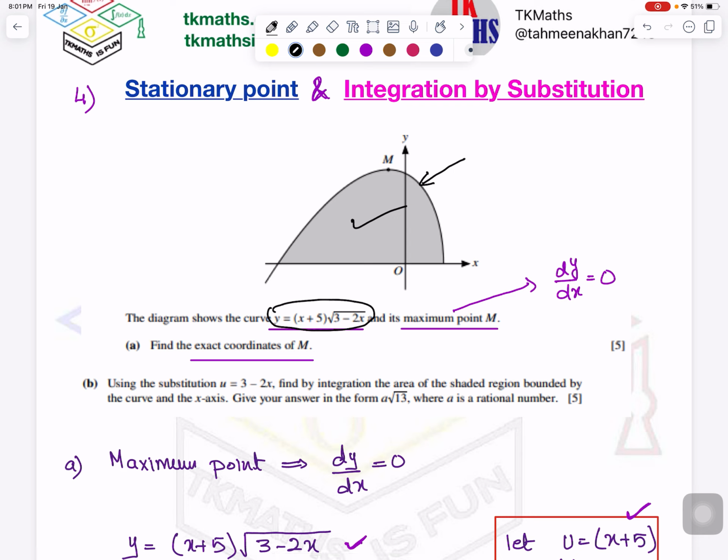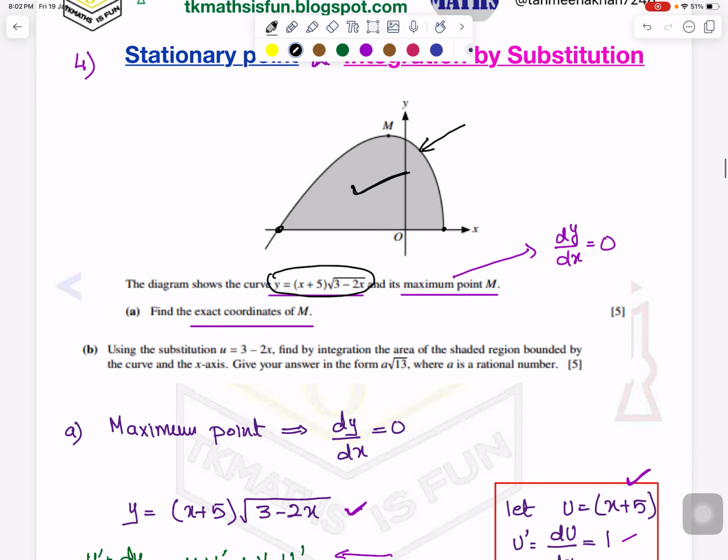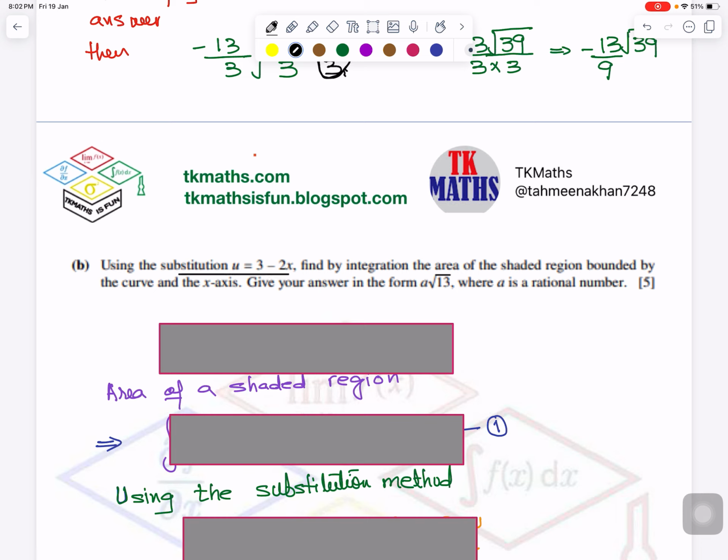Now we will integrate to get this area, and the limits will definitely be these, which we will find out. But there is a limitation in the question. It is saying to use the substitution method, and then we have to give the answer in this form. Okay, so let's start it.